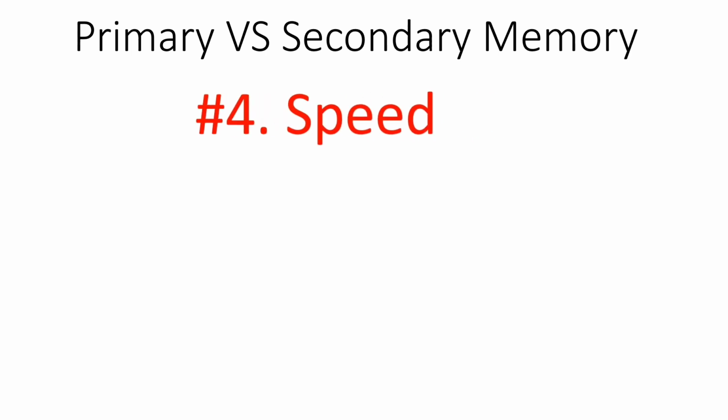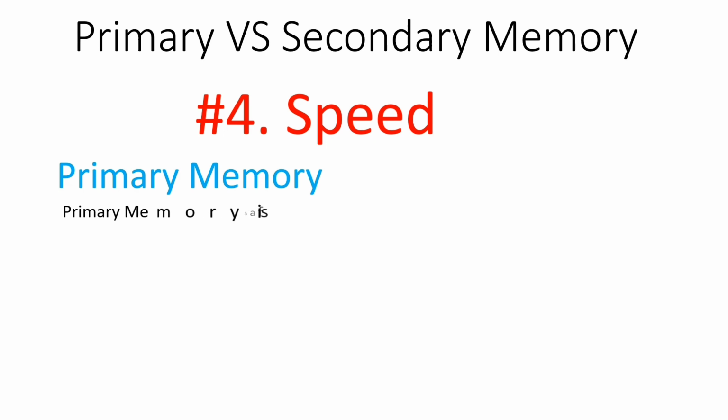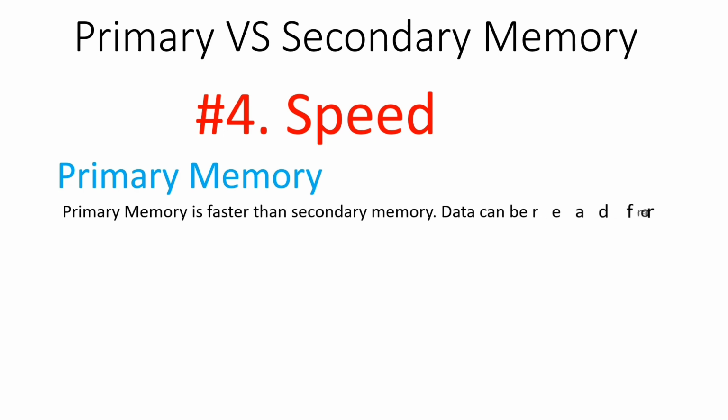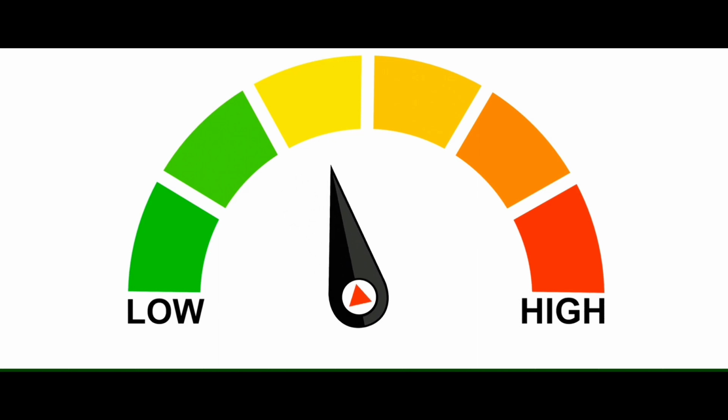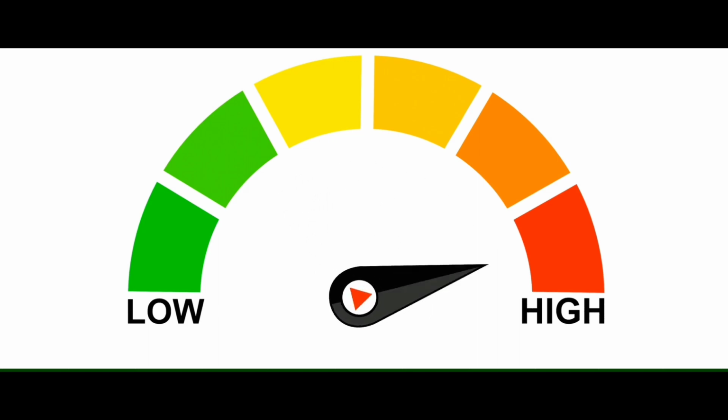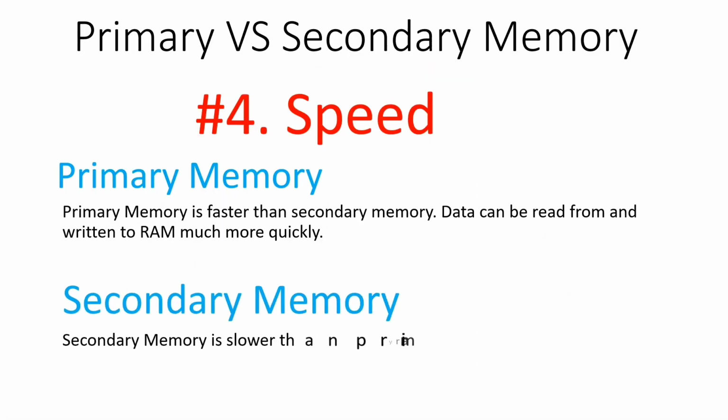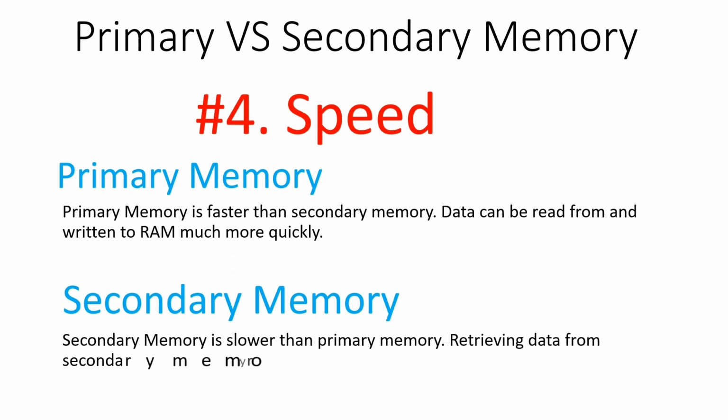Let's talk about the speed of primary and secondary memory. Actually, primary memory is faster than secondary memory. Data can be read from and written to RAM much more quickly because the speed of primary memory is higher than the secondary memory, whereas the secondary memory is slower than primary memory. Retrieving data from secondary memory takes more time because it is slower as compared to the primary memory.